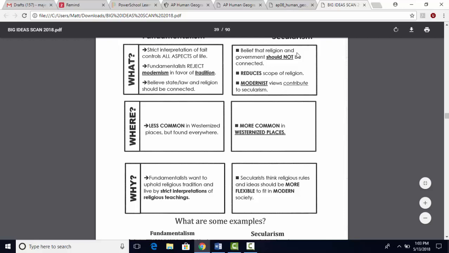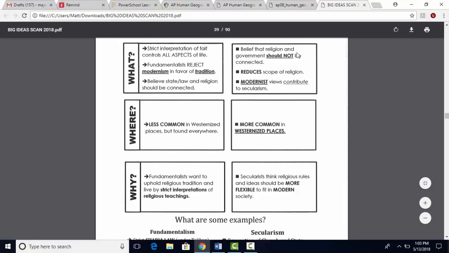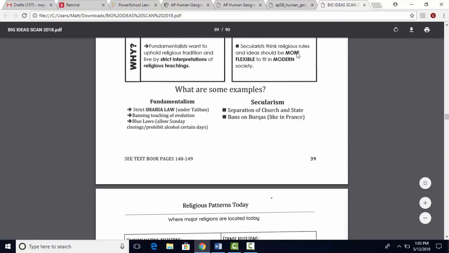Secularism is popular in westernized and developed places. It's less popular where there is less development. And secularists think that religious rules and ideas should be flexible to fit modern societies and that you really shouldn't choose any religious ideas over any other, and that we really should just try to eliminate religion from our everyday decision-making politically and socially.